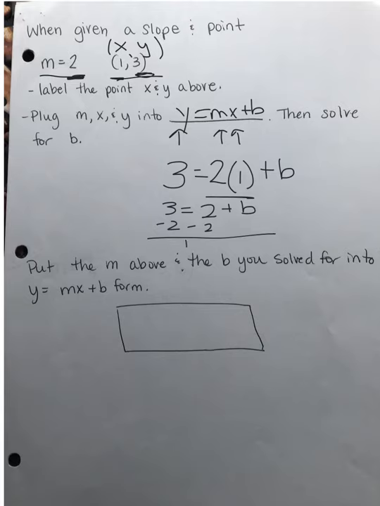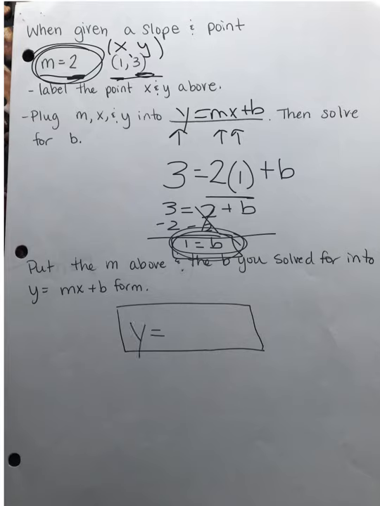3 minus 2 is 1. Those cross off, equals b. So our b is 1. So now we have what our b is, and we have what our m is. That's just like we had on the last page. So you're going to go ahead and put those into the formula.